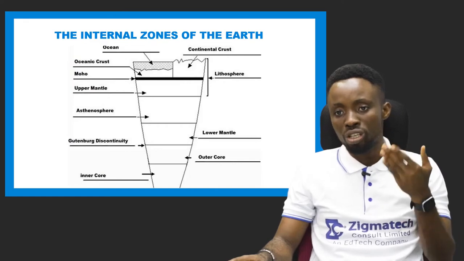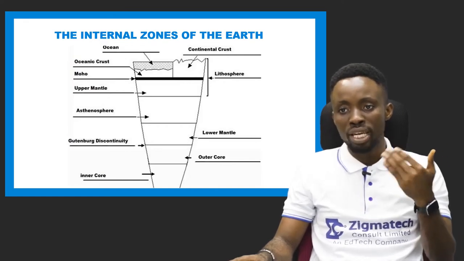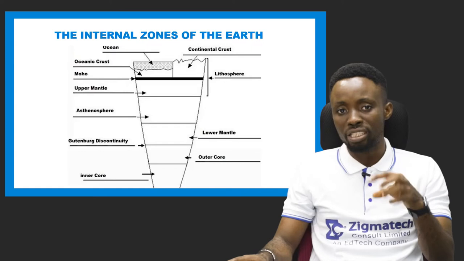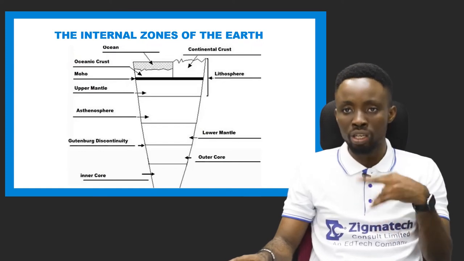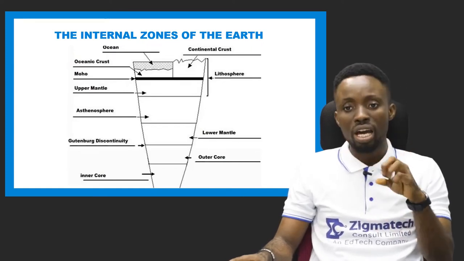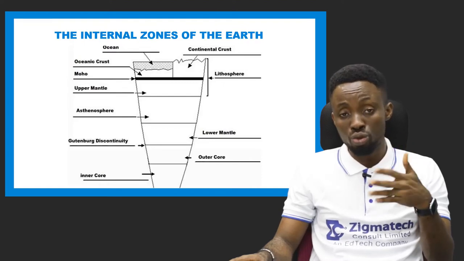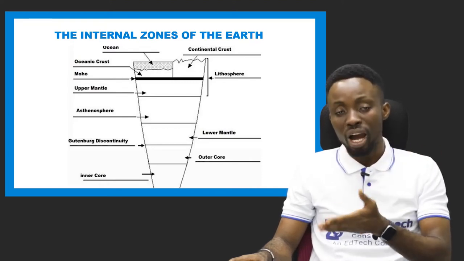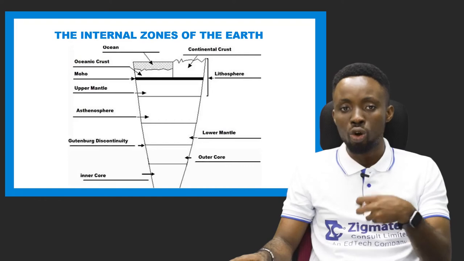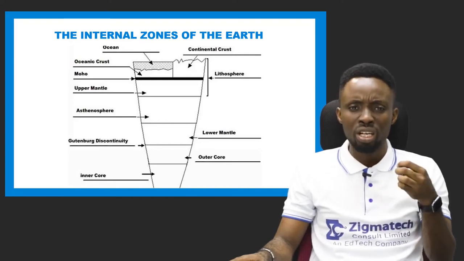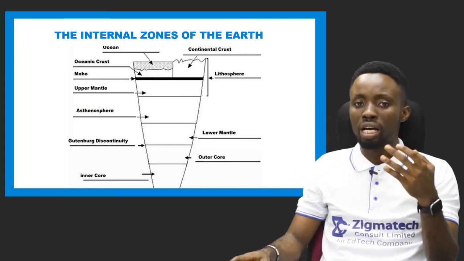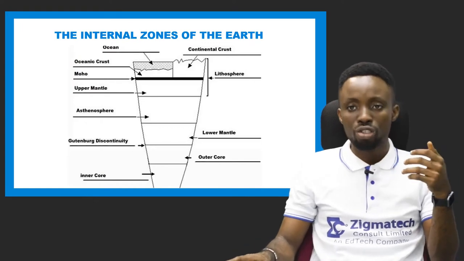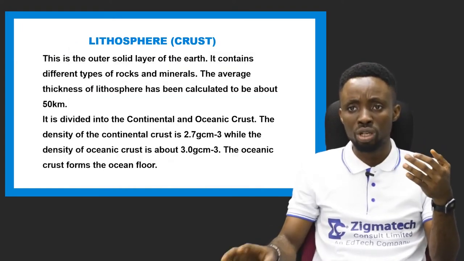Then when you go beyond the lower mantle, you get into the core of the Earth. The core is like the midpoint of the internal structure of the Earth, and the core is divided into two zones, the outer core and the inner core, and it's rich in minerals like nickel, iron, and also sulfur. So we're going to look at these zones of the Earth one after the other.